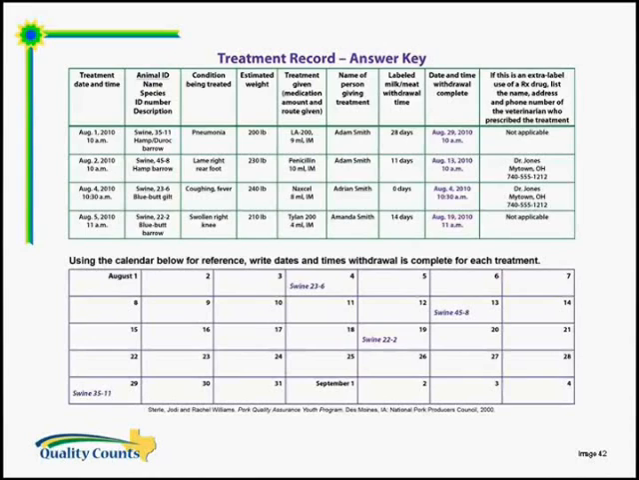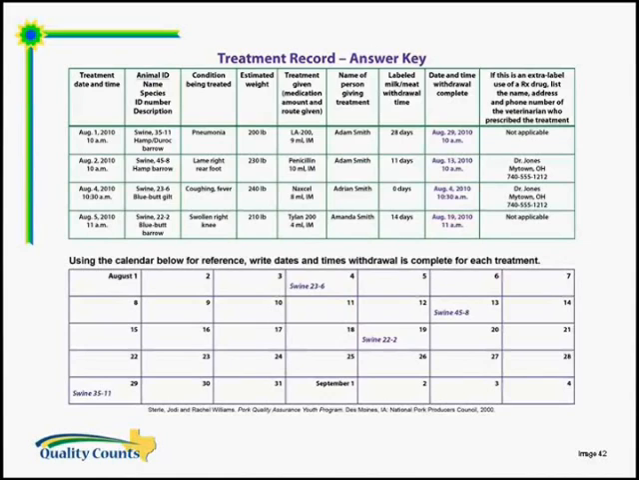The withdrawal time for this medication is 28 days. So if we add 28 days to August the 1st, that means the date and time the withdrawal would be complete would be August the 29th at 10 a.m. And as you can see, if you look down at the bottom there is a calendar, and on August the 29th you will see some notes there where it says swine 3511, and that's just to give you a better perspective of the withdrawal time for that particular animal.